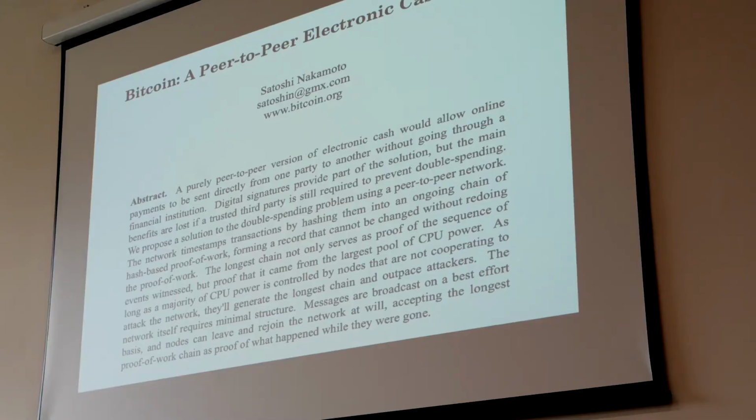Bitcoin, a peer-to-peer electronic cash system, the name of the white paper. And this tells us more or less everything you need to know about what Bitcoin is. It says Bitcoin, of course, is the name of it. The other thing is that this type of money that he's introducing is going to be peer-to-peer. So what do we mean by peer-to-peer?